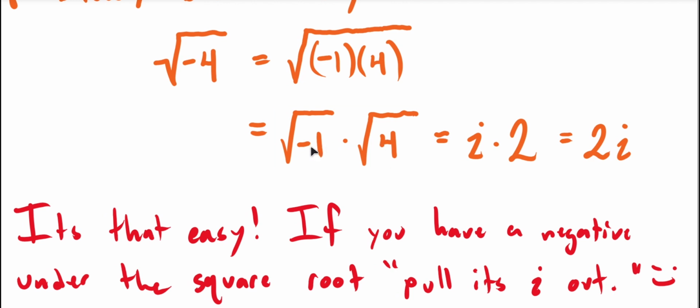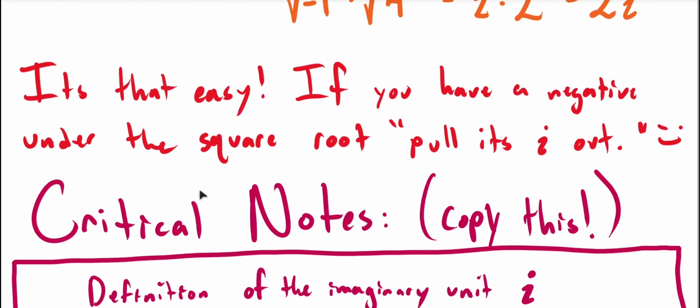And that's really all you have to know about how to simplify radicals. If there's a negative under this even indexed radical, you pull its i out. And you just pull that out, and then you deal with the positive part the way that we did in the previous videos. So here's some critical notes.